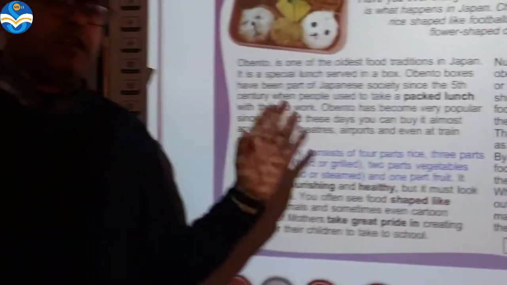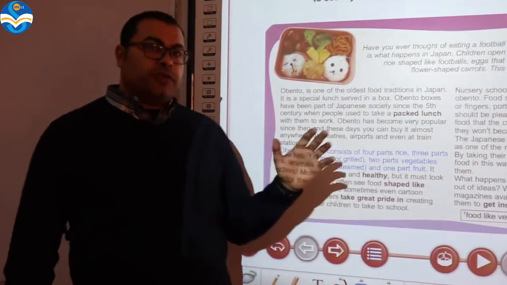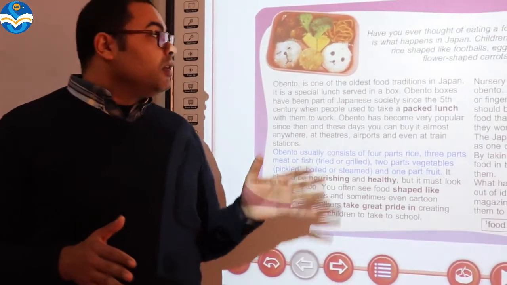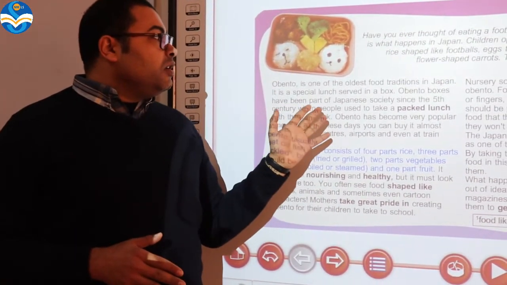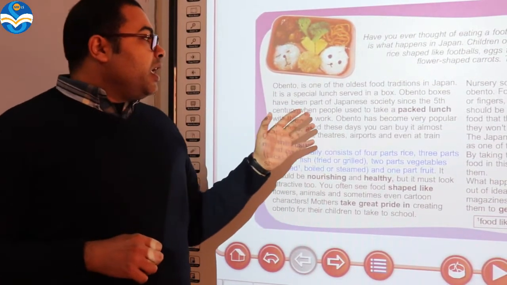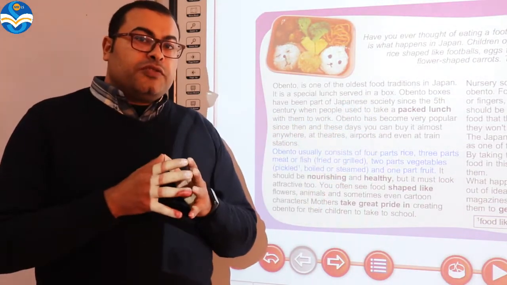For this part, we are talking about Obento. Obento is the name of this lunchbox. Obento is a kind of food that is packed in a box. This food is presented in the shapes of animals. It's a part of Japanese society.